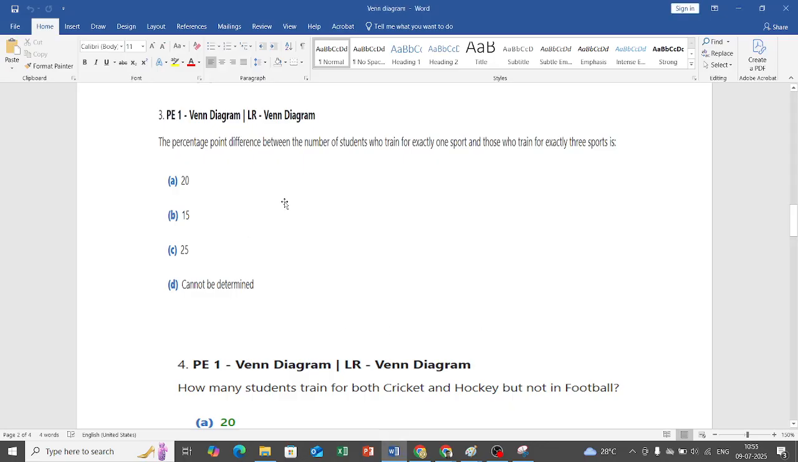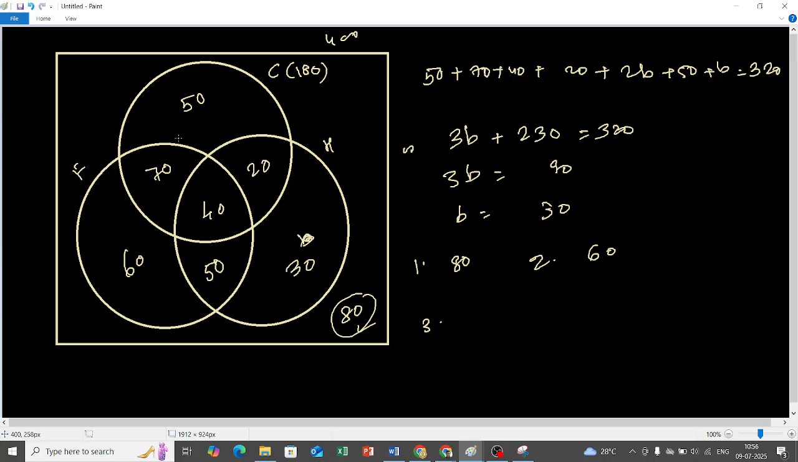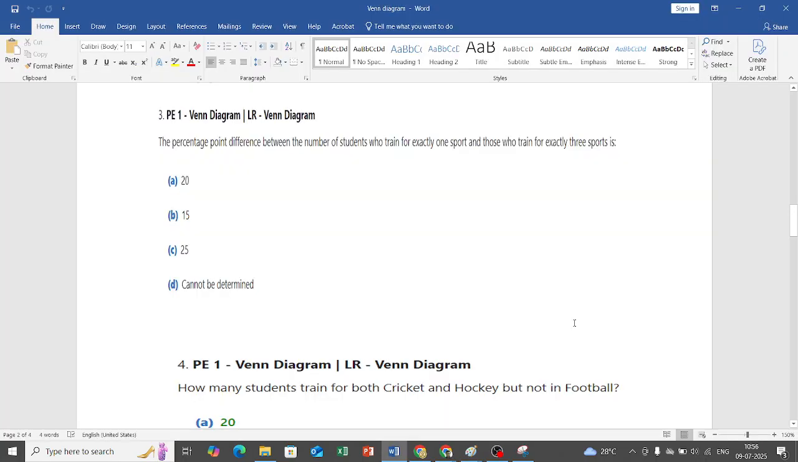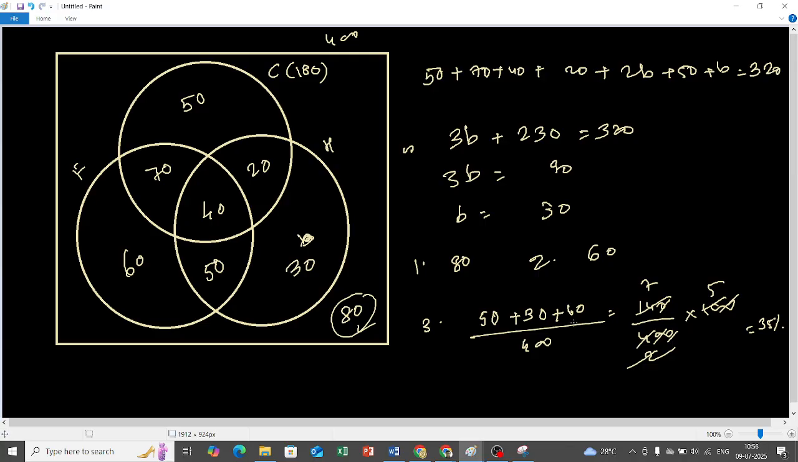Okay, so between the number of students who train for exactly one sport. So how many students are there who train for exactly one sport? 50 plus 30 plus 60, that is 140, divided by total number of students, 400, into 100. 2 2s are 4, 2 5s are 10, 2 7s are, how much is coming? 35%.